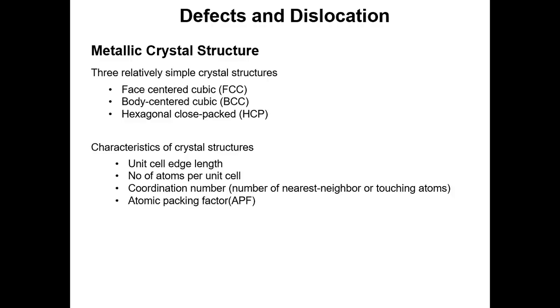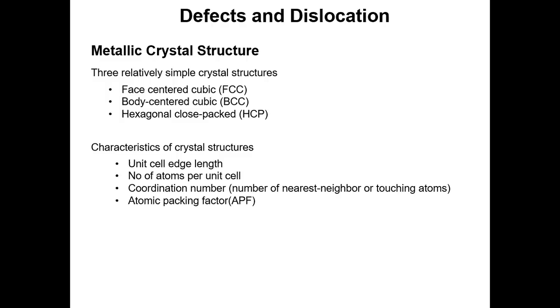So, when we characterize the crystal structure based on these types, we need to identify special features of a crystalline structure. One characteristic we can identify is the unit cell edge length. We will talk in detail later.